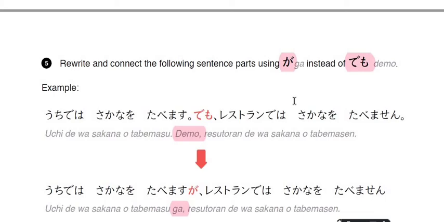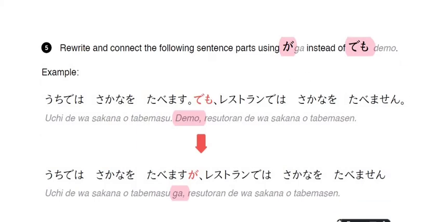so we move on to question number 5, where you have to connect the sentences using ga instead of demo. So what you're going to do is replace demo with ga. Okay, so let's go. Uchi de wa sakana o tabemasu. Demo restaurant de wa sakana o tabemasen. So you're giving two sentences over here. Uchi de sakana o tabemasu. You eat fish at home. Restaurant de sakana o tabemasen. You don't eat fish at the restaurant.